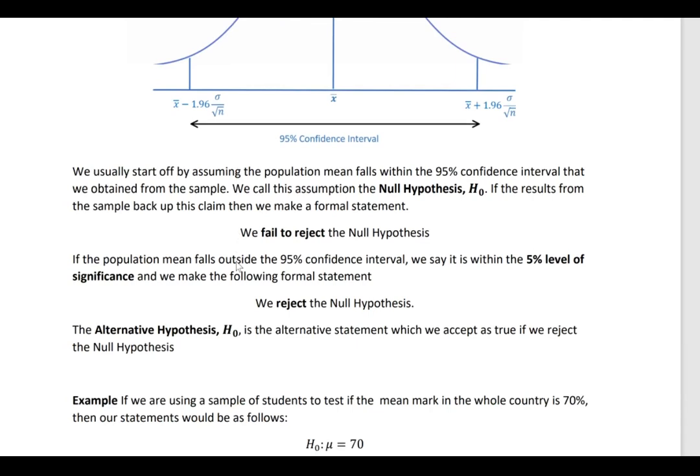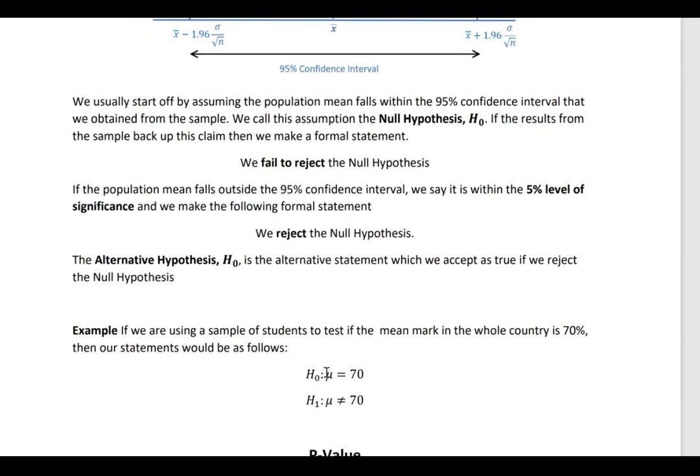Of course, if we reject the null hypothesis, that means we accept what's called the alternative hypothesis, which is the opposite statement to our null hypothesis. So for example, take a simple example where mu, the mean mark for a group of students, is 70%. Well, then that's the null hypothesis. The alternative hypothesis is that the mean mark is not 70%. So that's how it works.